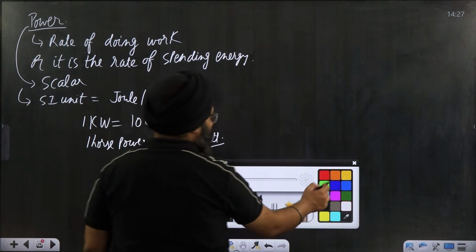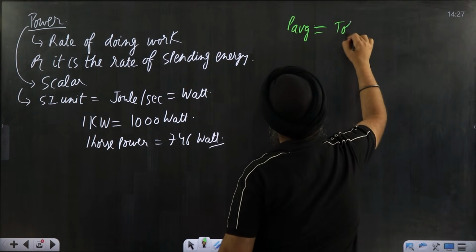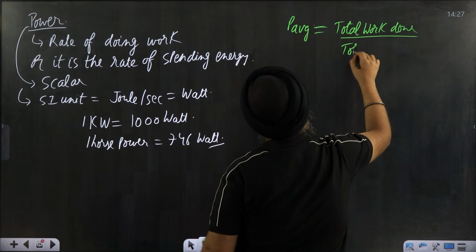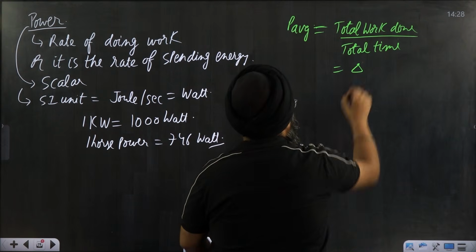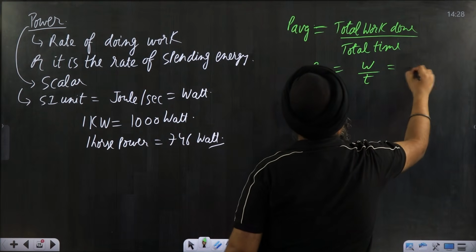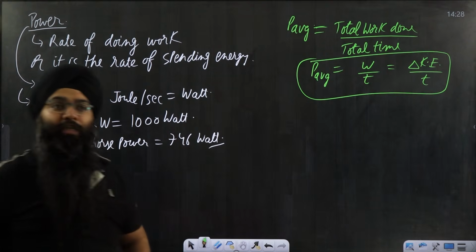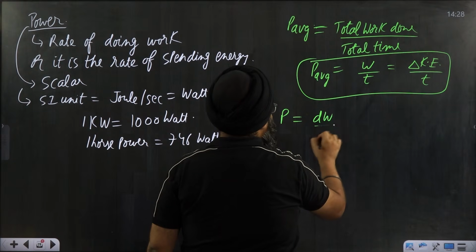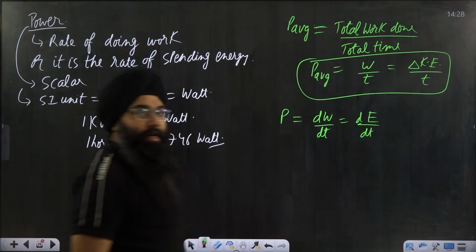Power can be categorized into two categories. One is average power. Average power is total work done divided by total time taken. It can be written as delta W, or work done, by time. This is average power. It can also be written as total change in kinetic energy divided by time, because we know that work done by all the forces is equal to the total change in kinetic energy. In the case of instantaneous power, it can be written as dW by dt or dE by dt, where E is the energy of the particle.